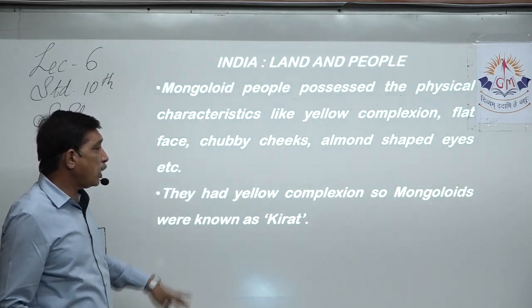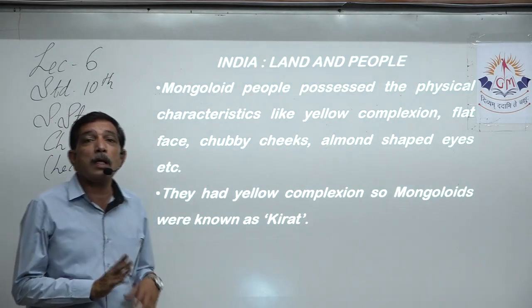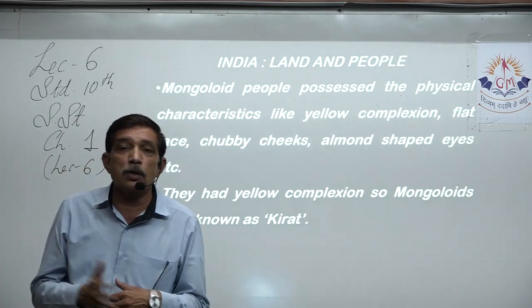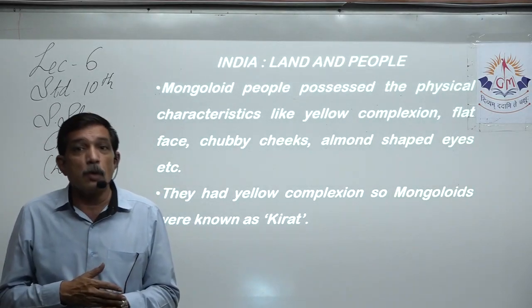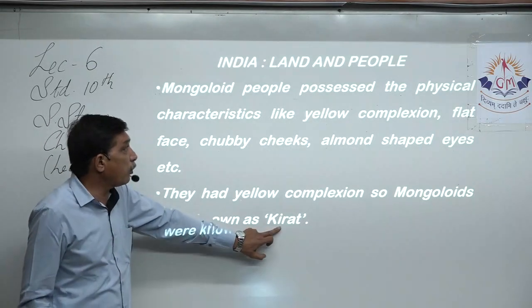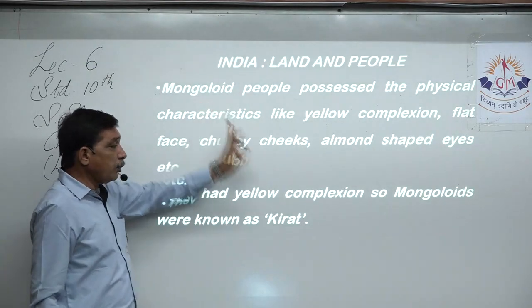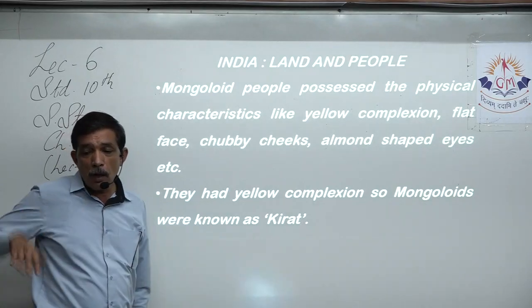They had yellow complexion, so Mongoloids were called Kirit. Maybe in those times, the yellow complexion color of the skin was known as Kirit. So very important to remember. Mongoloid people were called Kirit by the locals.